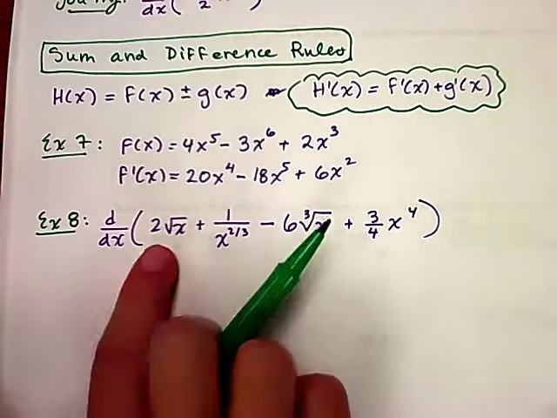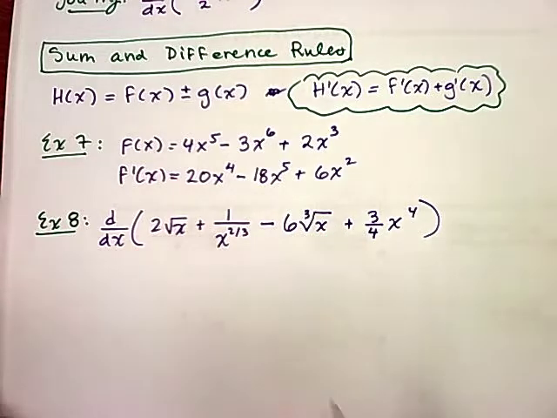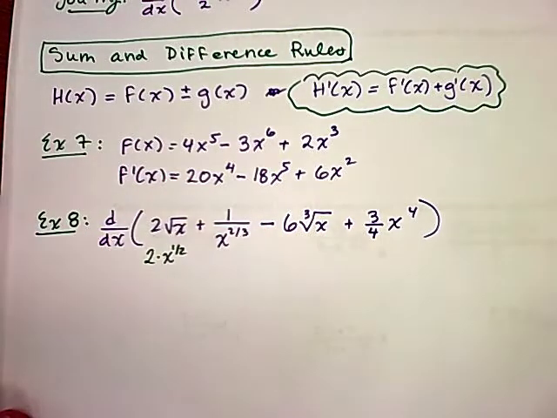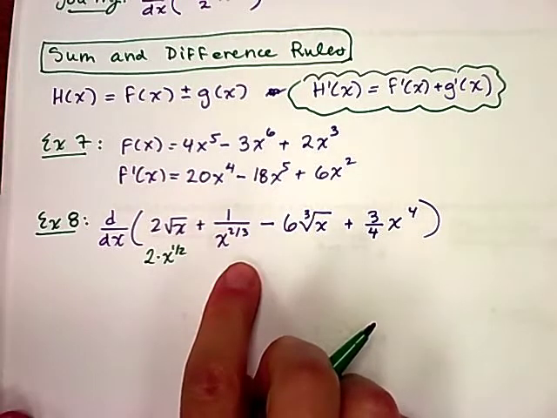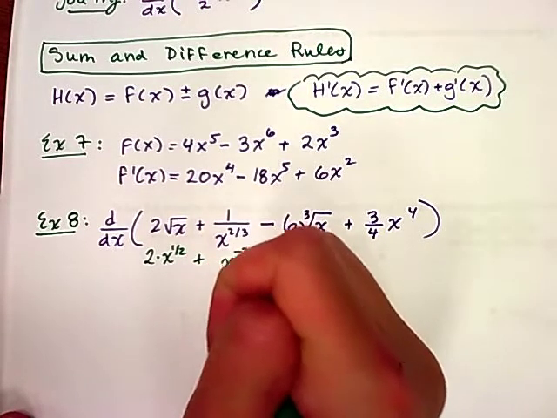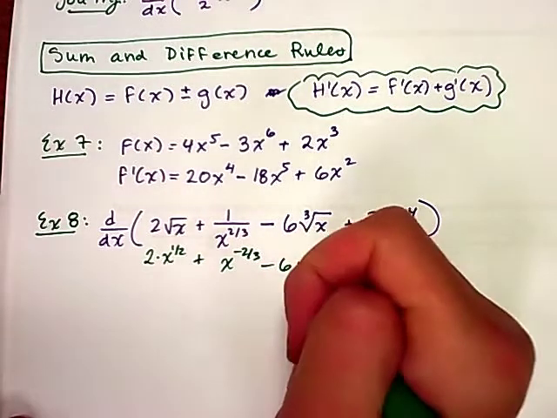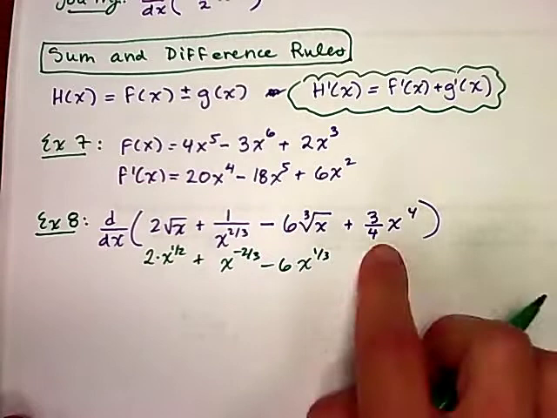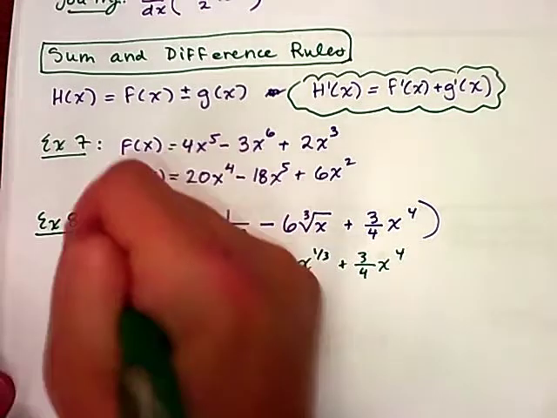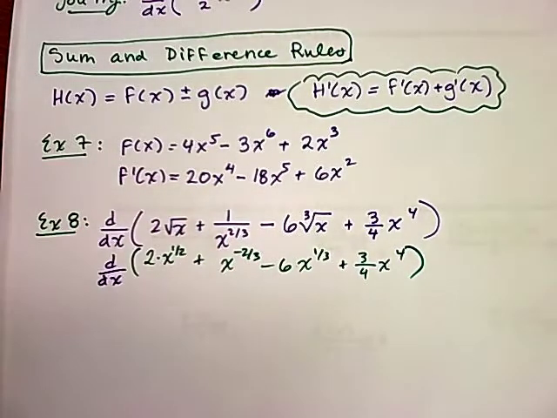I'm going to do a little bit of rewriting here before I take the derivative. 2 times the square root of x, I'd rather write as 2 times x to the 1/2. 1 over x to the 2/3, I'd rather write as x to the negative 2/3. Minus 6 times the cubed root, I'd rather write as x to the 1/3. And I'll just bring down that last term. That's fine. Okay, so now this is what I'm taking the derivative of.